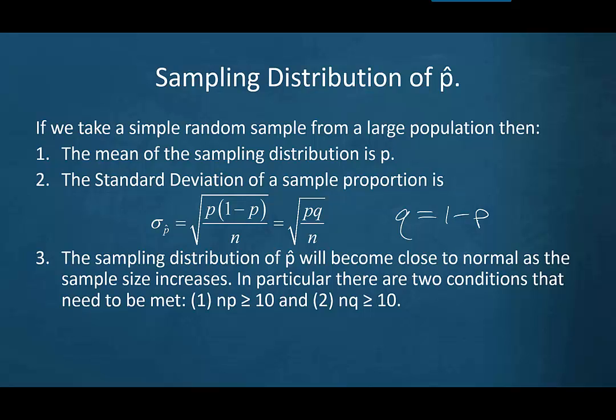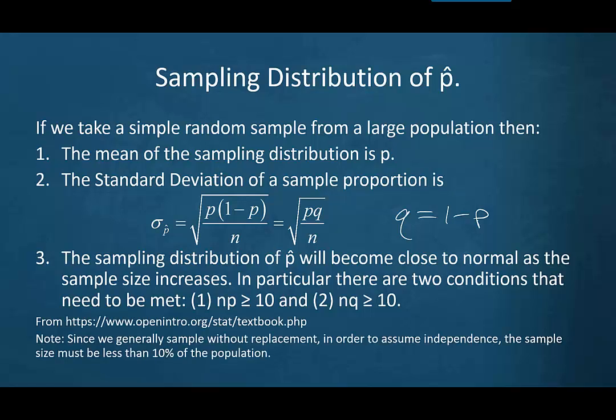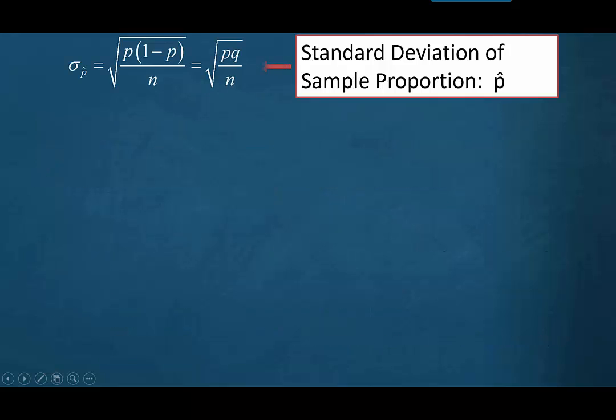We saw that. In particular, there are two conditions that need to be met: n times p is greater than or equal to 10, and n times q is greater than or equal to 10. Also note that since we generally sample without replacement, in order to assume independence, the sample size must be less than 10% of the population. So where did the standard deviation of the sample proportion p hat come from?